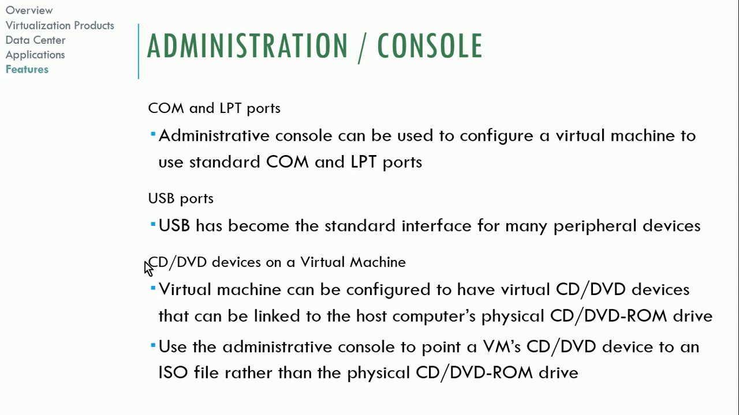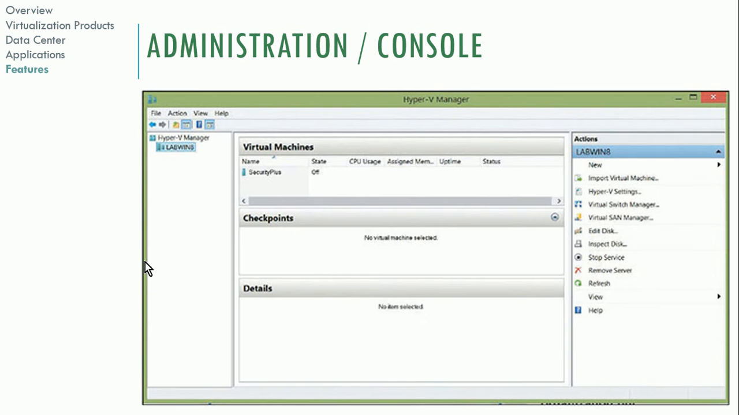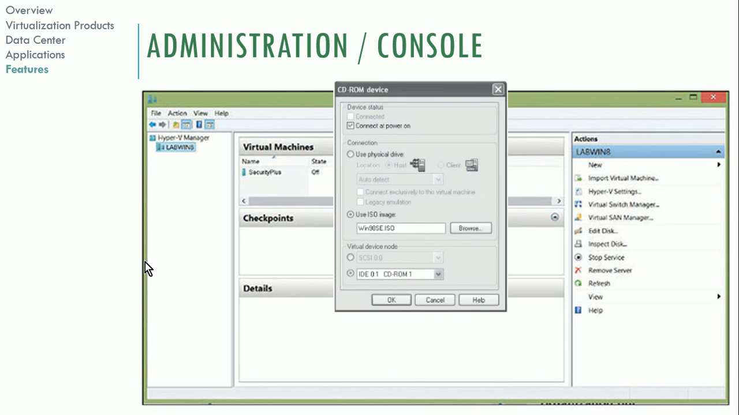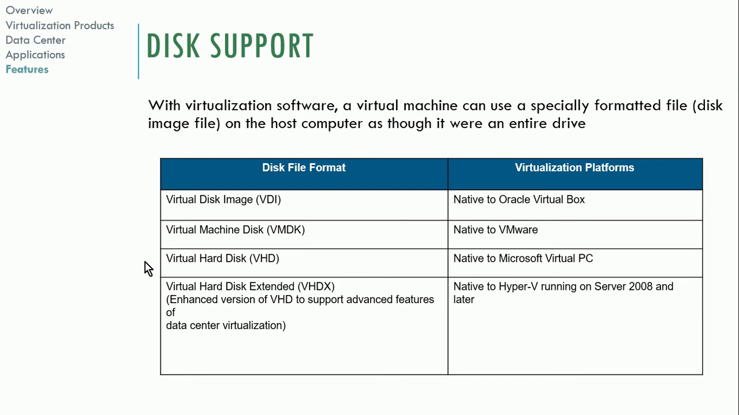If you have an ISO file of a CD, there's no reason to actually burn it to a CD. You could just mount it directly as if it were a CD to a virtual machine, which is actually a lot easier. This is a screenshot of Microsoft's Hyper-V, showing the configuration where you can point to an ISO as your CD-ROM drive so that you could, say, boot from an OS disk.